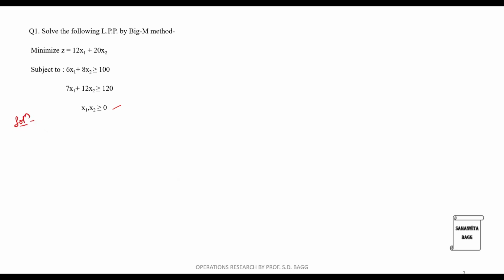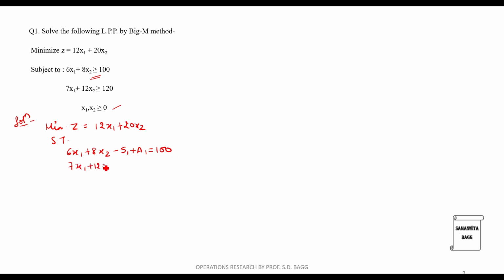For solving this, we will first have to convert this into the standard form. So I'll write down minimize Z is equal to 12x1 plus 20x2 subject to constraints 6x1 plus 8x2. Now if you observe, there is a greater than equal to sign. So I need to subtract a surplus variable and also add an artificial variable. This will be equal to 100.